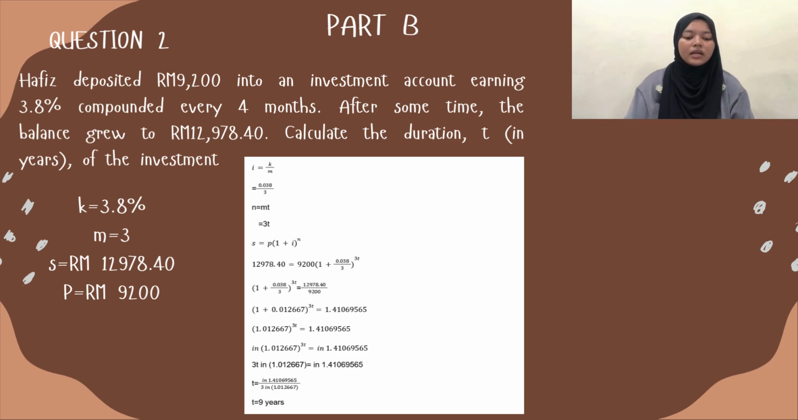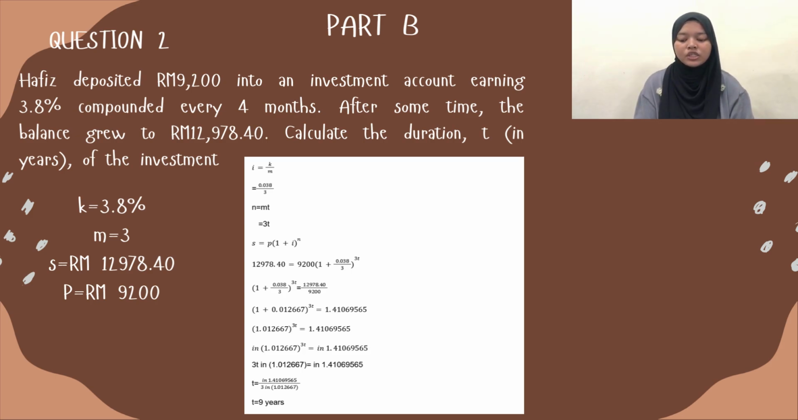I will explain question 2 of part A. Hafiz deposits 9,200 into an investment account earning 3.8% compounded every 4 months. After some time, the balance grew to 12,978.40. Calculate the duration T in years of the investment. Based on this question, we must find T.